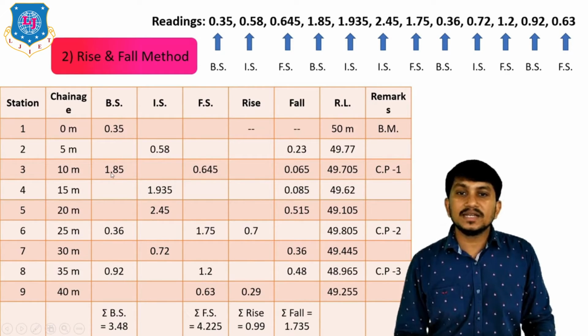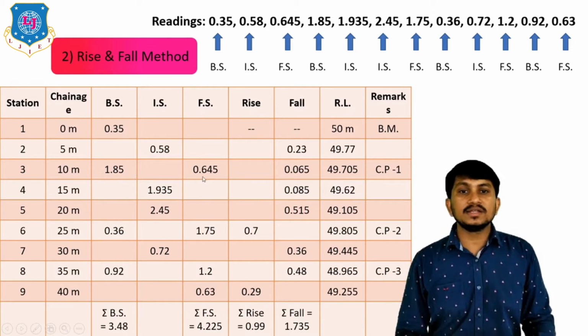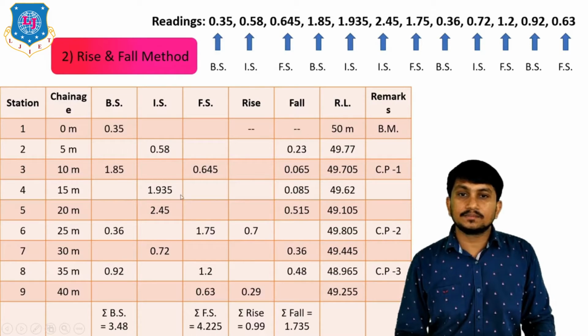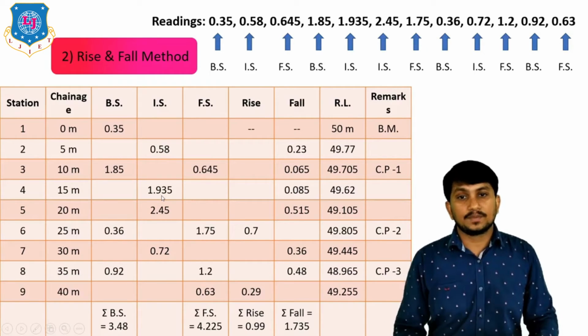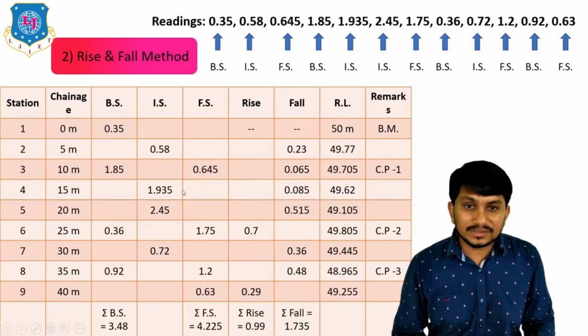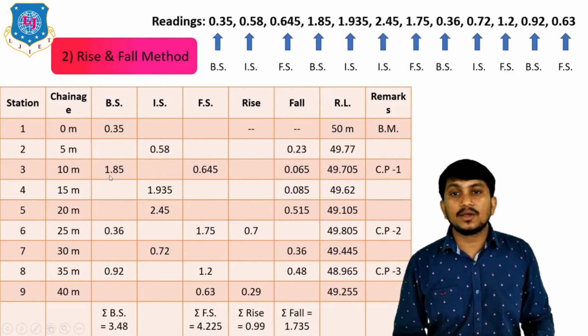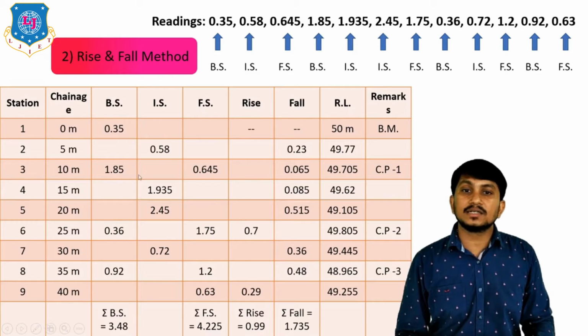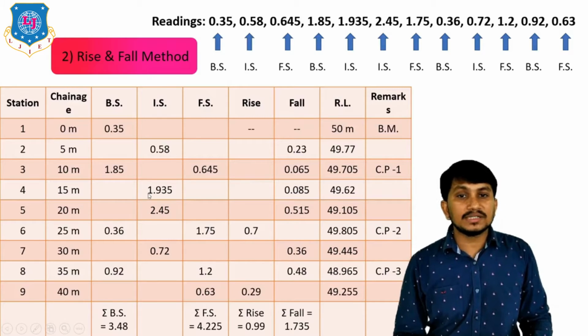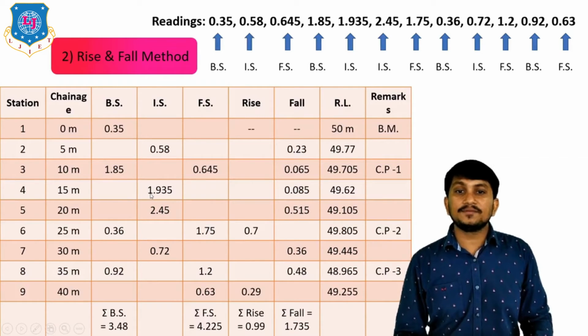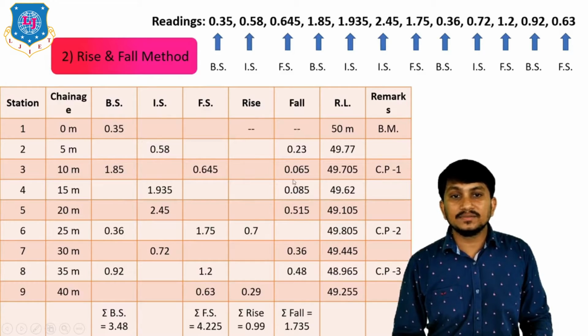Here the preceding staff readings are 1.85 and 0.645 also, but this 1.935 is taken from the second setup. 0.645 is taken from the first setup, so the setups are different, so we cannot calculate rise or fall using 2 different setups. The setup should be the same. So we have to deduct 1.935 from 1.85, because 1.85 is also taken from the second setup, and 1.935 is also taken from the second setup. So 1.85 minus 1.935 gives minus 0.085. Because of the minus sign, it is written in the fall column.